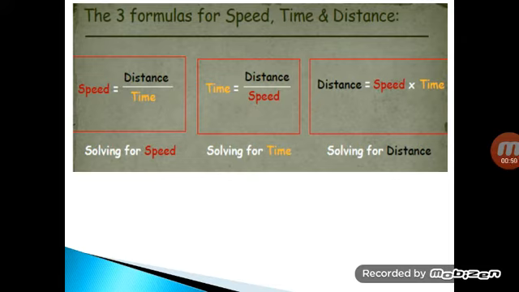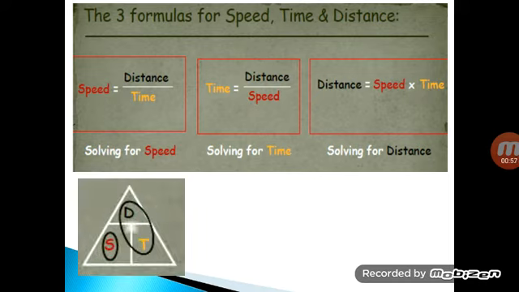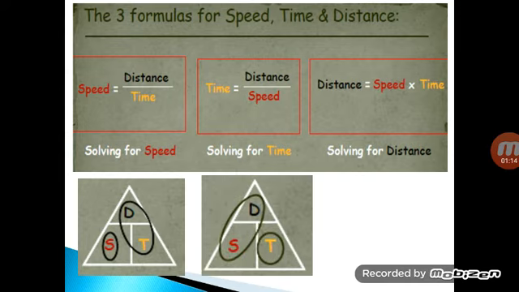If the speed is missing, you will form the formula as speed equals distance traveled over time taken. Solving for speed, recall the triangle: speed equals distance over time. Second, if the time is missing, the formula changes to distance over speed. Solving for time, recall the triangle. Time is to be calculated, and it will be solved as distance traveled over speed.